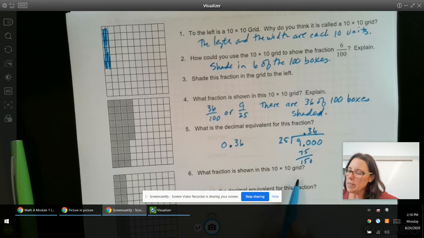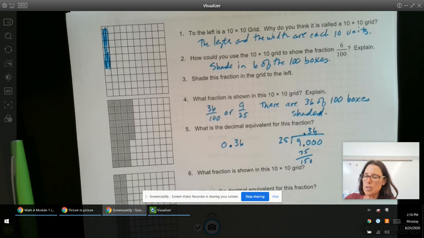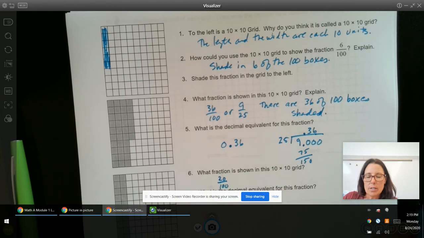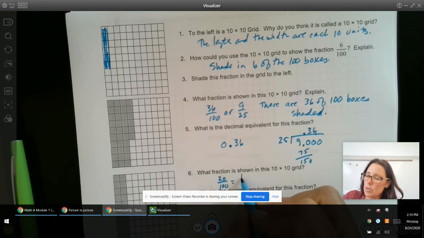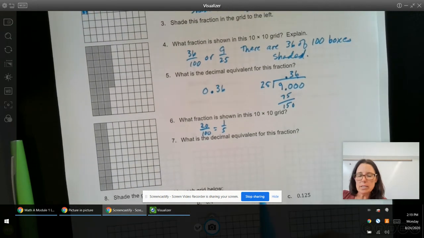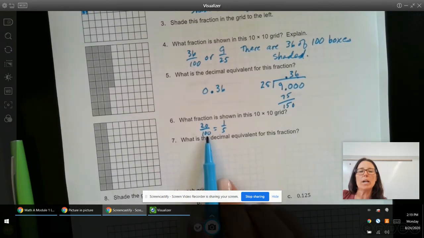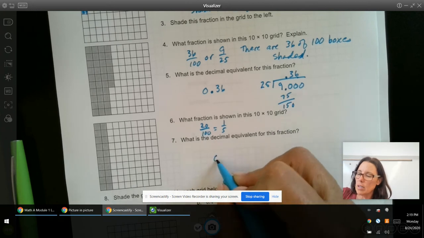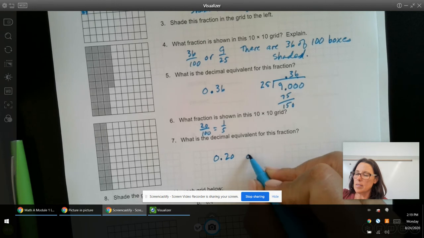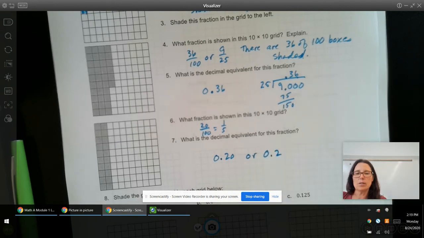What fraction is shown in this 10 by 10 grid? So this is 20 boxes out of 100. If you want to reduce it to 1/5, go for it. You don't have to though. A decimal equivalent, again, this is 21 hundredths. Isn't that 21 hundredths? Isn't this the same as 2/10ths?